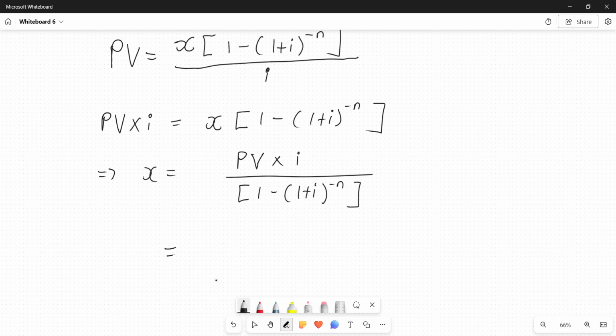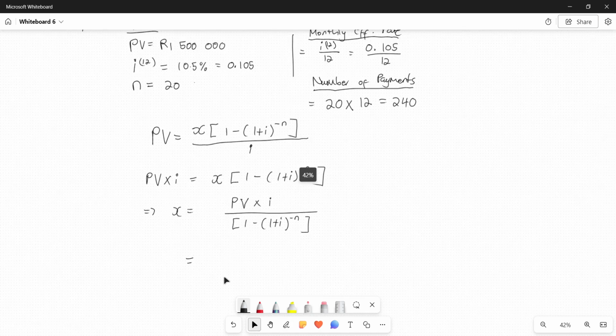Okay, what is our present value? They said our present value is 1,500,000, right? So it will be 1,500,000 multiplied by our I. This one will be the monthly effective rate, the one that we have calculated. So now it will be 0.105 divided by 12. So this is our monthly effective rate.